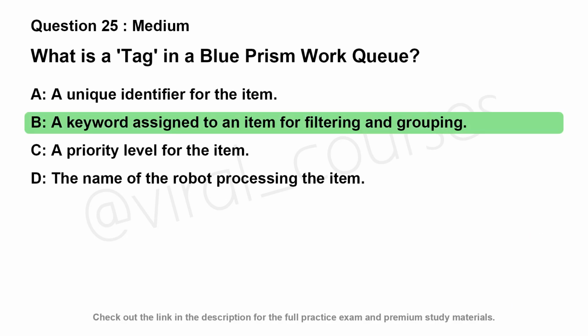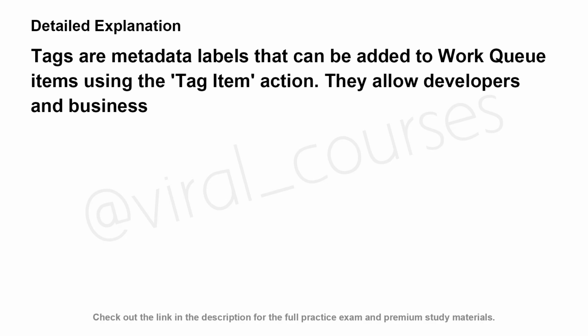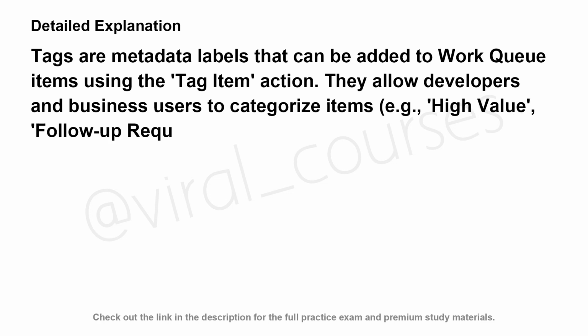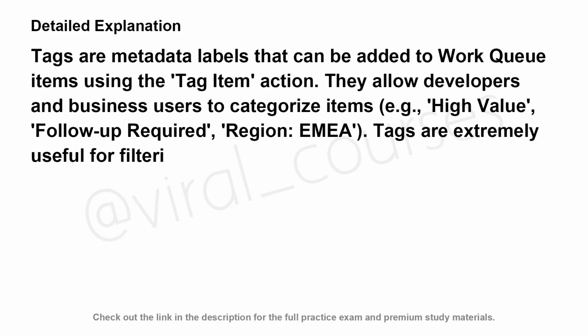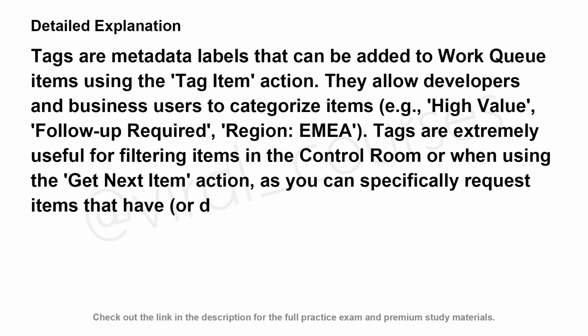The correct answer is B. Tags are metadata labels that can be added to work queue items using the tag item action. They allow developers and business users to categorize items, e.g., high value, follow-up required, region, EMEA. Tags are extremely useful for filtering items in the control room or when using the Get Next Item action, as you can specifically request items that have, or don't have, certain tags.